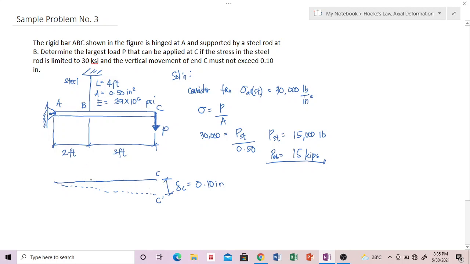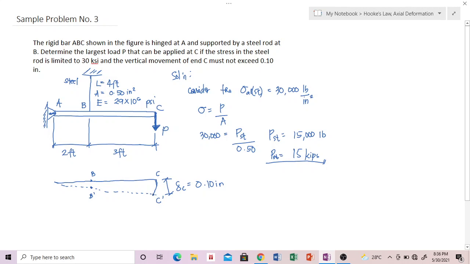Now this one is point B, which moves to B prime. Actually, its movement is assumed to be vertical. But in reality, the rod rotates, so it will form an arc, something like this, right? So the C prime should be here, in actual.